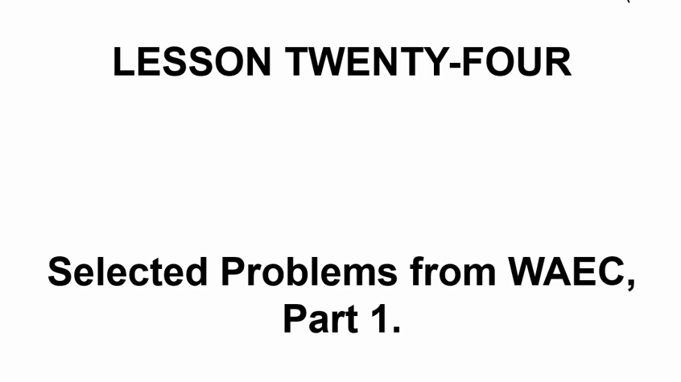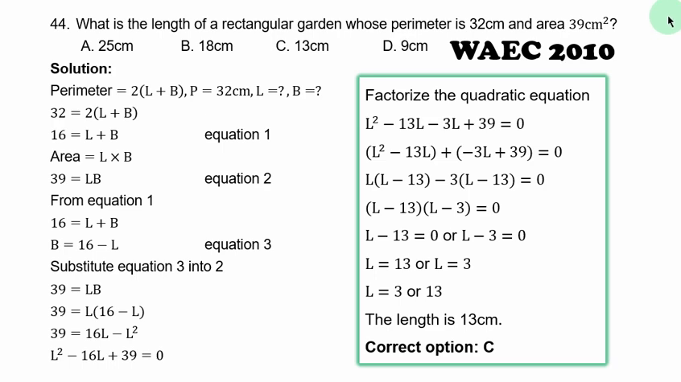Lesson 24. Selected problems from WAEC Part 1. Example 44. What is the length of a rectangular garden whose perimeter is 32 cm and area 39 square centimeters?